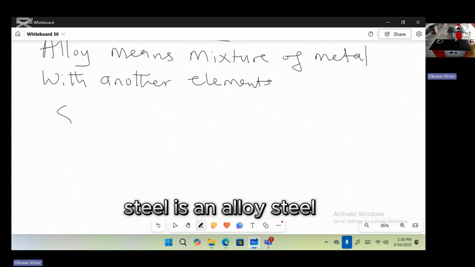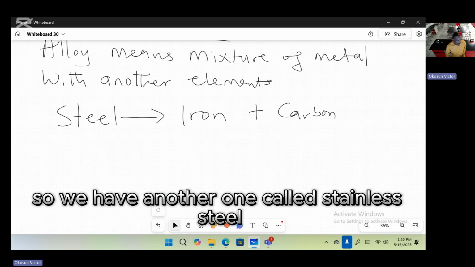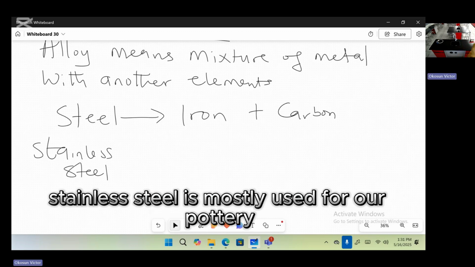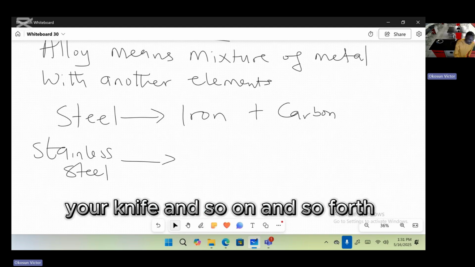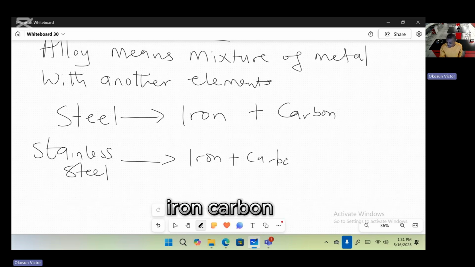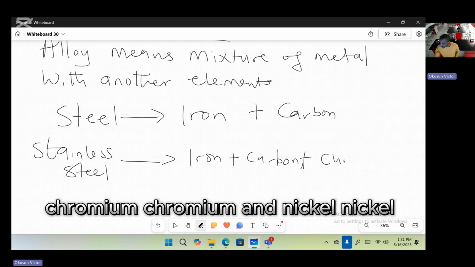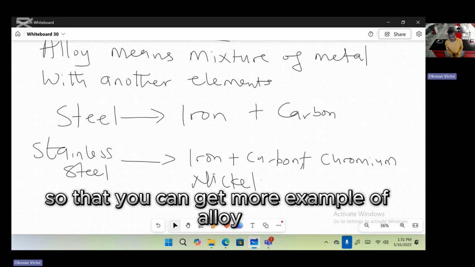So I'll give you common alloys now. Take for example, steel is an alloy. What is the composition of steel? Iron plus carbon. Okay, so we have another one called stainless steel. Stainless steel is mostly used for cutlery in the house, your spoon, your knife, and so on. Stainless steel is made up of iron, carbon, chromium, and nickel. That's your stainless steel. So let me show you the note I have sent to you on Team so that you can get more examples of alloys and their components.